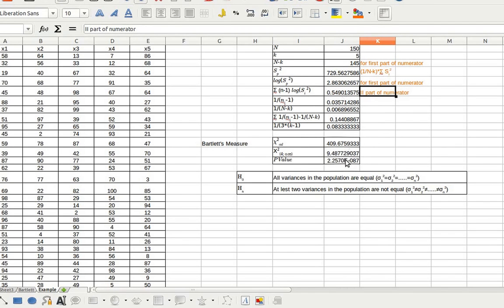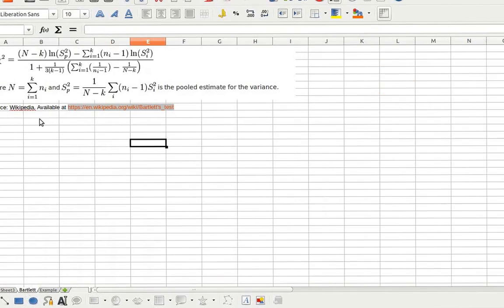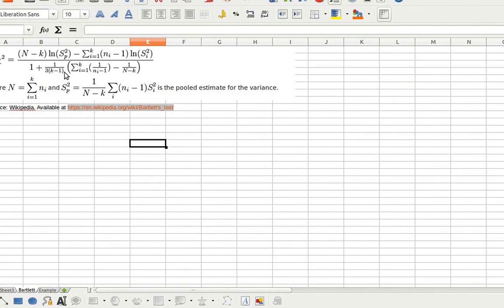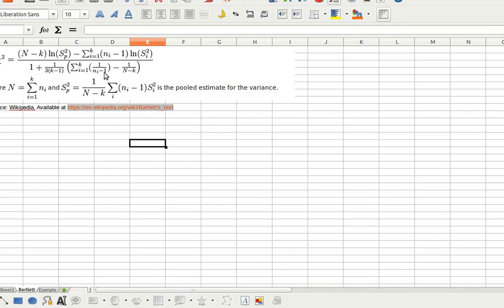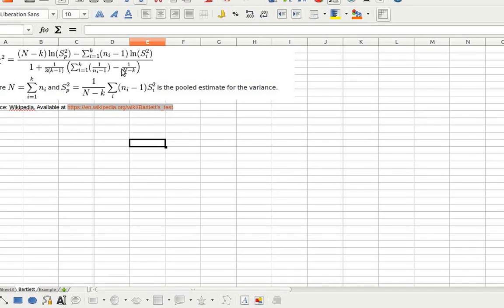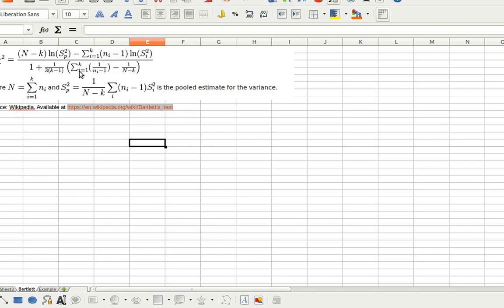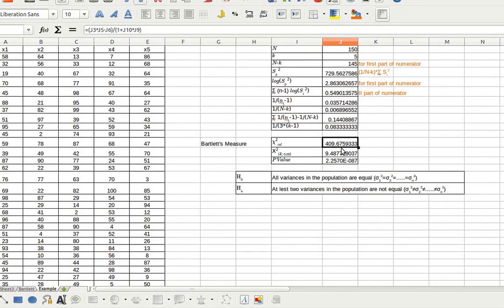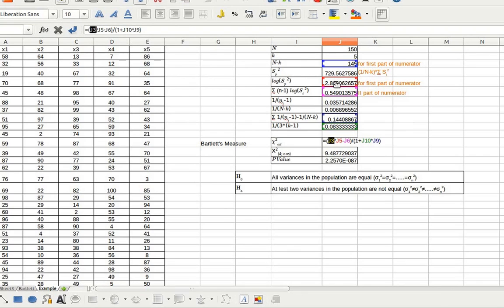So we just have to compute the denominator, where it is going to be 1 plus 1 by 3 multiplied by k minus 1, sigma 1 by ni minus 1. Here the sigma, in the sense I have to compute this too: 1 by 30 minus 1, 1 by 29 minus 1, by 150 minus 5, which is going to be 145. So this I have to sum up, which means I'm just going to multiply with 5, because I have 5 data variables. You can see here the n minus k multiplied by j5. j5 is log sp square.